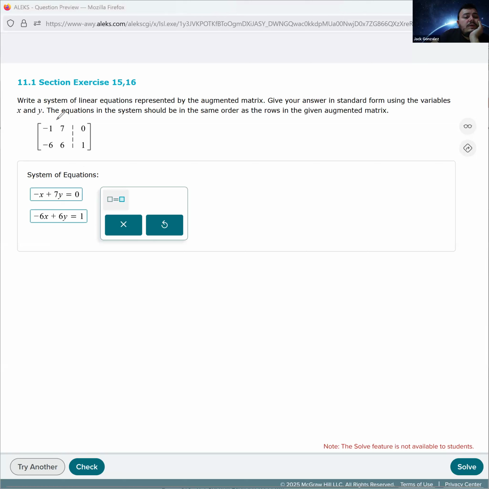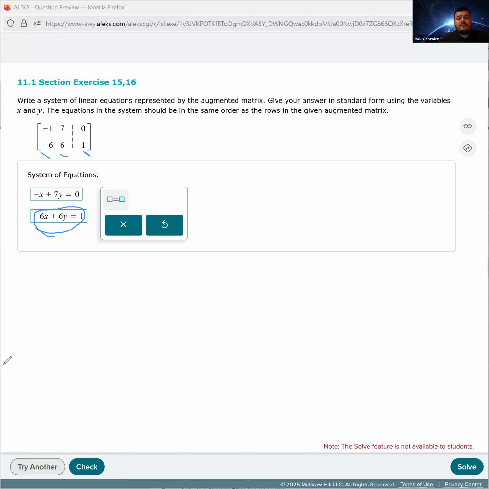So remember the X column is this one, and every row is an equation. So this row here is negative X plus 7Y equal to 0. So we're going backwards. This is negative 6X, 6Y, and 1. So negative 6X plus 6Y equals 1. That's how you get these. So we're going backwards.